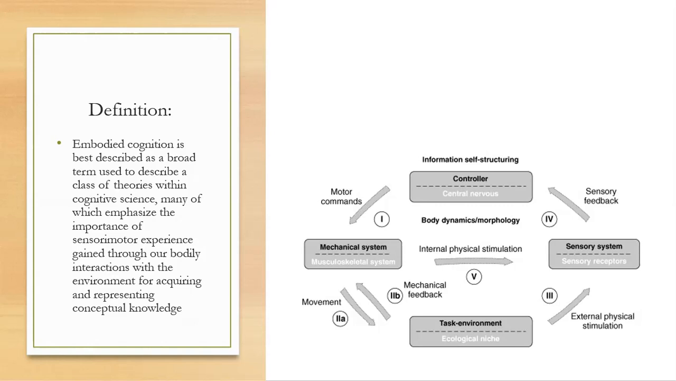To the right, we have a diagram describing different systems and how we receive commands and how we send feedback. This can be different for everyone. It's just something I found interesting: our sensory receptors, our controller, which is our nerves, and our mechanical system, which is the way our body moves in our task environment. I just thought that was interesting.